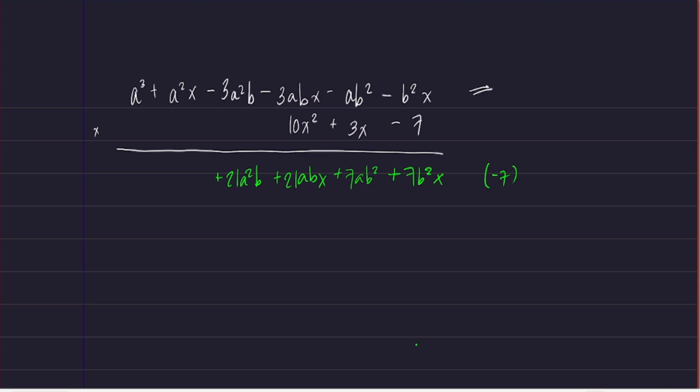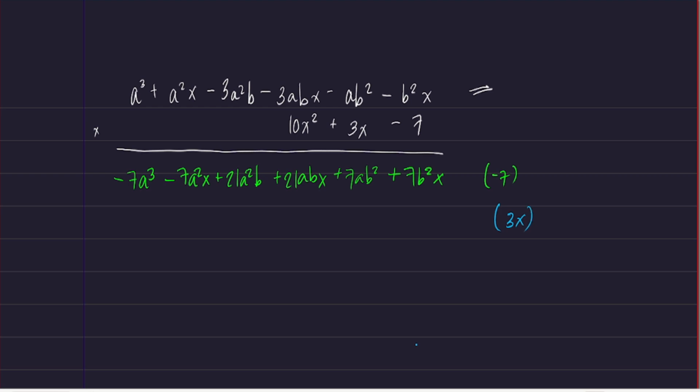Next is negative 7 times a squared x. So, that would be minus 7a squared x. And lastly, we have negative 7 times a cubed. That is negative 7a cubed. Tapos na tayo sa negative 7. Mag-multiply naman tayo sa 3x.